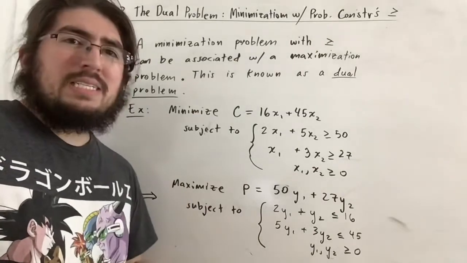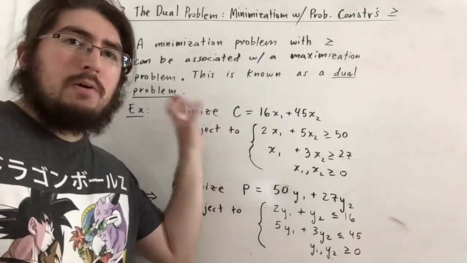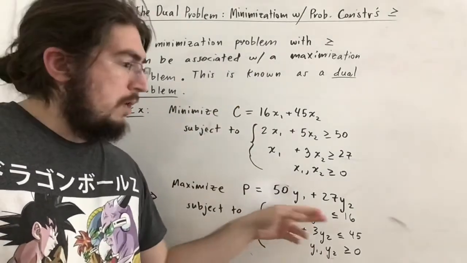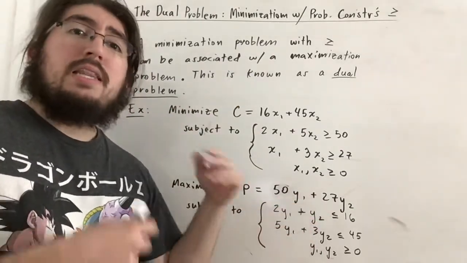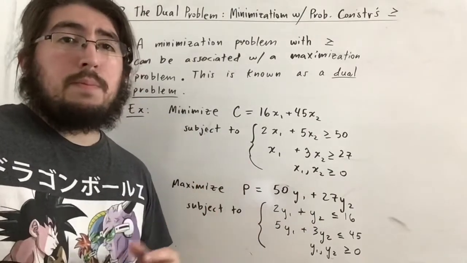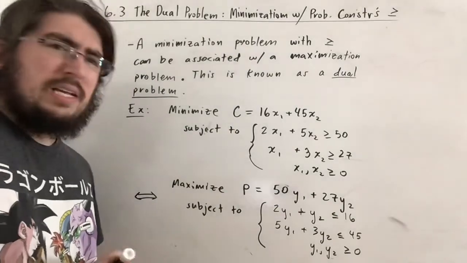So what we're going to do instead is transform our minimization problem we're trying to solve in this section into a maximization problem with less than or equal to constraints that we can actually associate with, and then finally use our Simplex tableau methods. But the question is how?